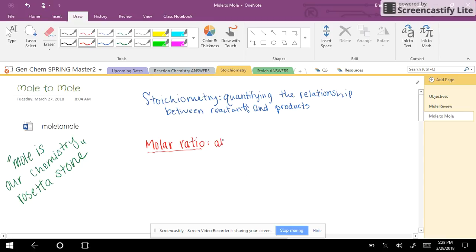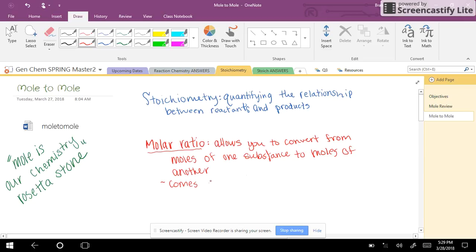So let's write that down. It allows you to convert from moles of one substance to moles of another. And that molar ratio specifically comes from a balanced chemical equation.